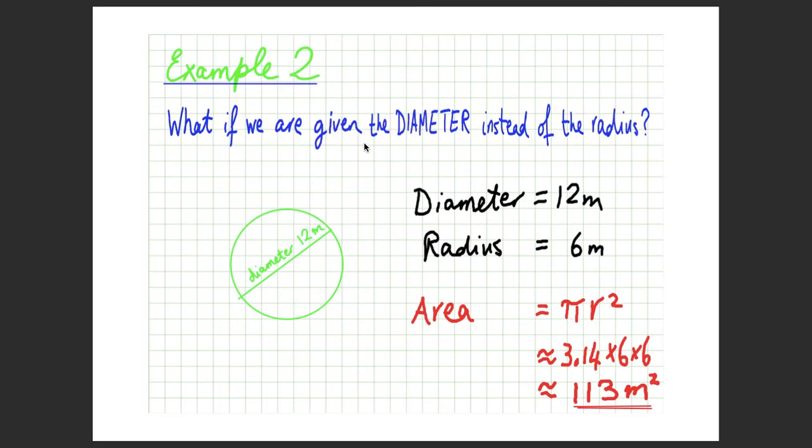Example 2, what if we're given the diameter instead of the radius? Diameter 12 meters in this case. Well, that's easy enough. If you know the diameter, the radius is just half of it. So diameter equals 12, radius equals 6, and then just stick 6 into that formula. So the area is pi r squared, so that becomes 3.14 times 6 times 6, which comes to about 113 meters squared, bearing in mind that I've rounded pi, of course.